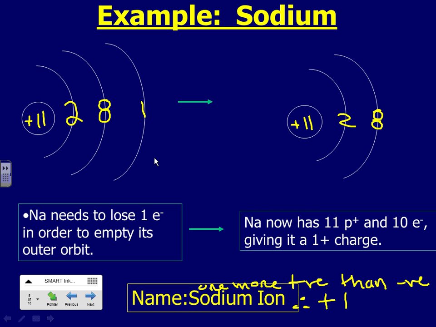Oh, I do want the name underneath there, and I apologize. The name of this ion is then called a sodium ion. All right, just put it in there somewhere. So the name of the ion formed is called a sodium ion. So a sodium atom loses electrons and becomes a sodium ion. Are we okay with that?